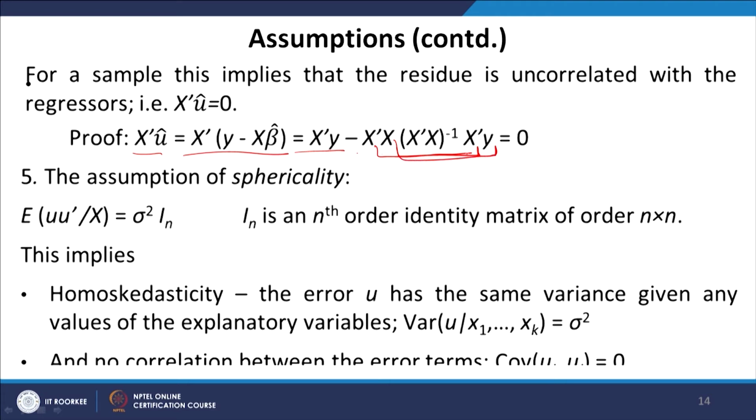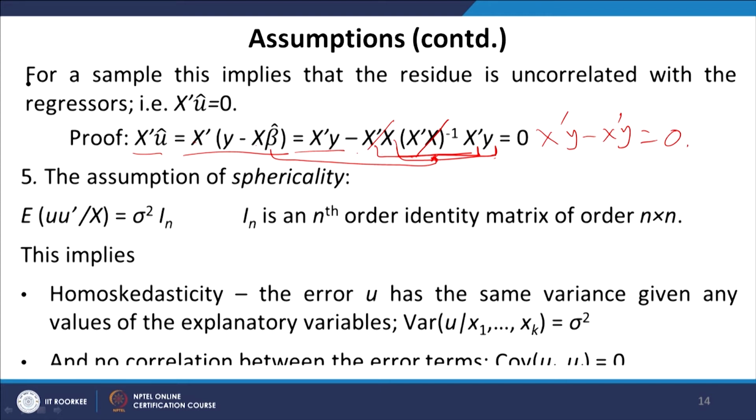This is the expression of beta hat. So, we have x prime x from here and x prime x inverse x prime y. Now, you can see that x prime x and x prime x inverse cancel out, and I have x prime y minus x prime y, which also cancels out, and we have 0. So, if beta hat has this formula, then we can prove that x prime and u hat are independent of each other or uncorrelated with each other.